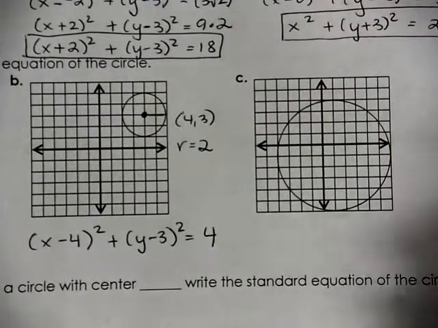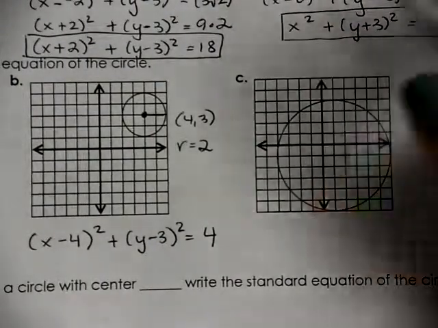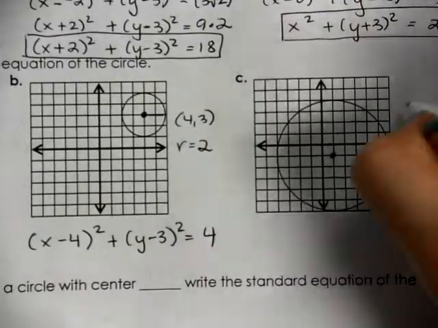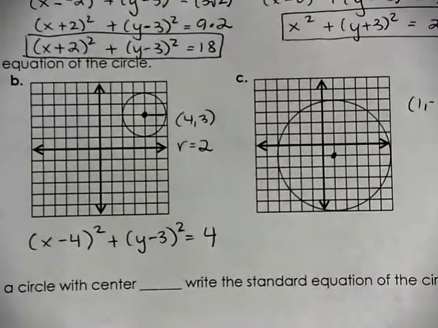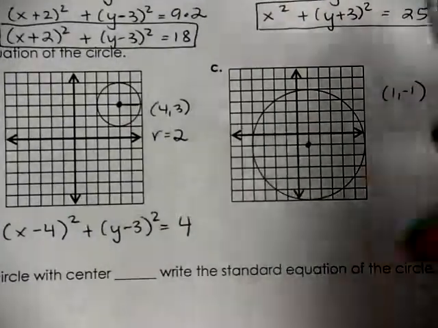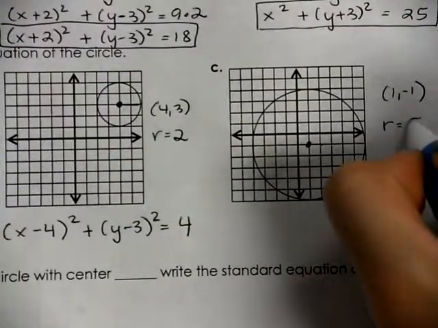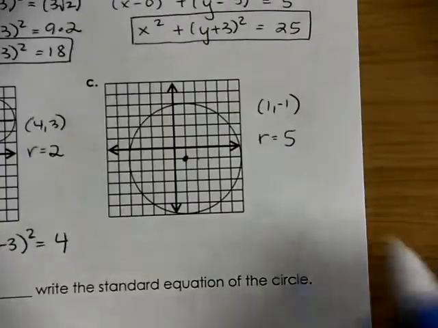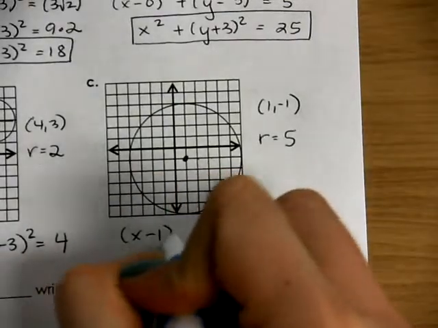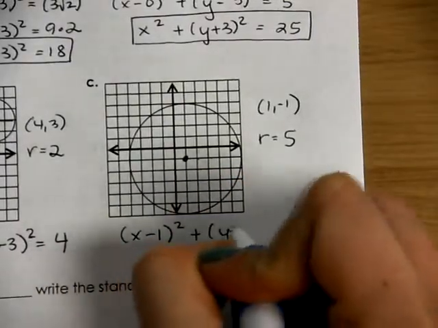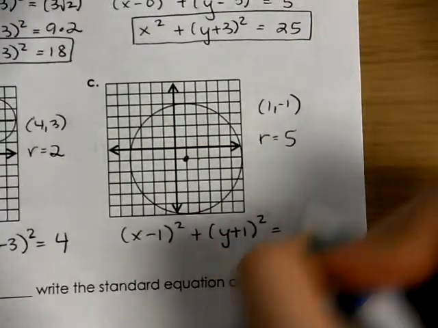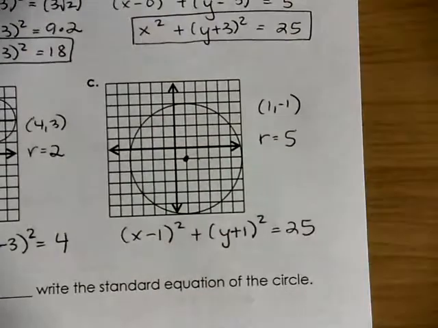And then finally over here, this one's a little trickier to find the center. The center is actually at 1, negative 1. The radius here, 1, 2, 3, 4, 5. So when I write my equation, (x minus 1) squared plus (y plus 1) squared equals 5 squared, which is 25.